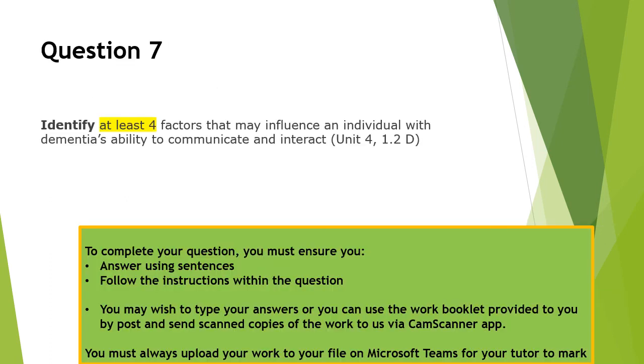So question number 7 is asking you to identify at least 4 factors, so no less, but at least 4 factors that may influence an individual with dementia's ability to communicate and interact. And you will see it's a level 2 question, so make sure you write in sentences within your answer.